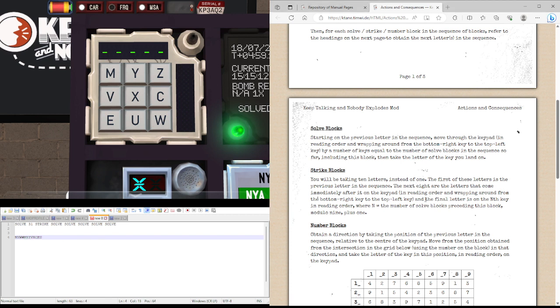And then the final letter is the nth key in reading order, where n is equal to the number of self blocks preceding this block. So basically, the amount of self blocks you've had up to this point, mod 9 plus 1. We've had 1 self block up to here. So mod 9 is 1, plus 1 is 2. So the second key in reading order is Y again. So when it refers to previous keys, it just means the most recent one you pressed.